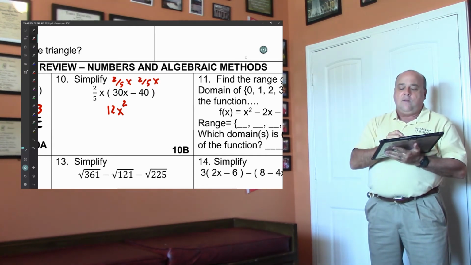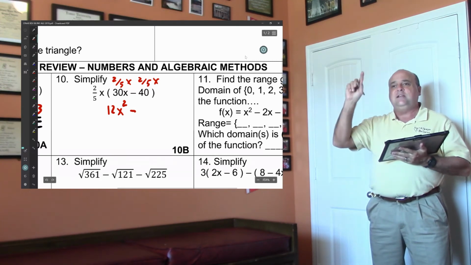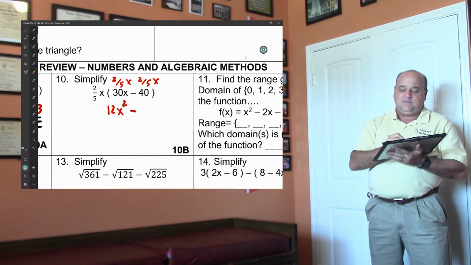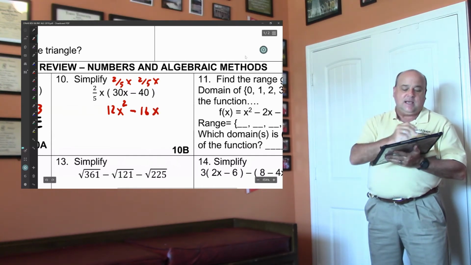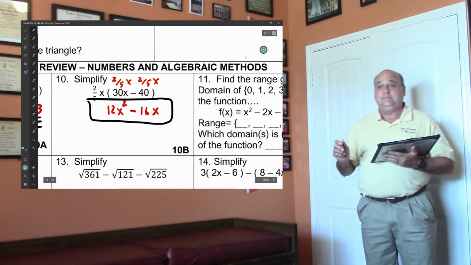Let's go to the next one. A positive times a negative is a negative. Now then I'm going to do 40 times 2 divided by 5. 40 times 2 is 80, divided by 5 is 16, and my letter is x. This is the answer. Piece of cake, huh?